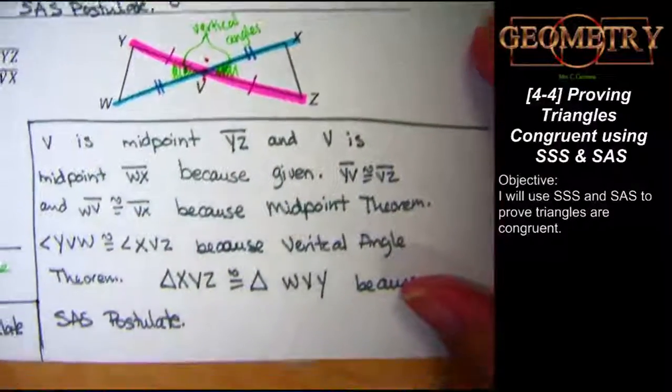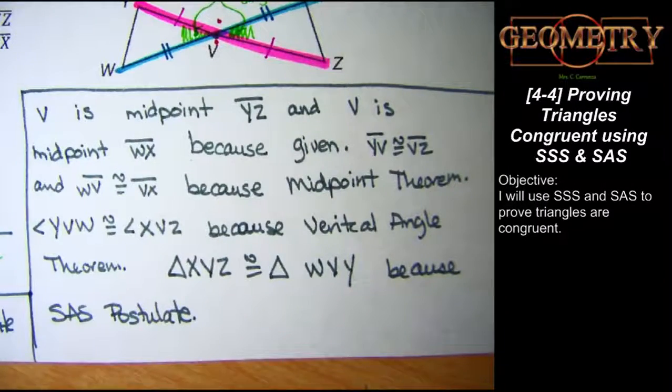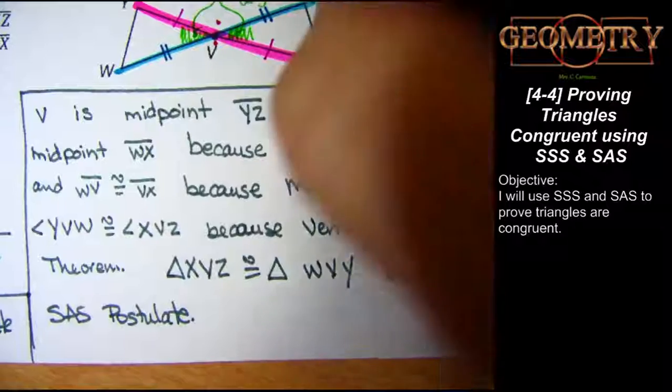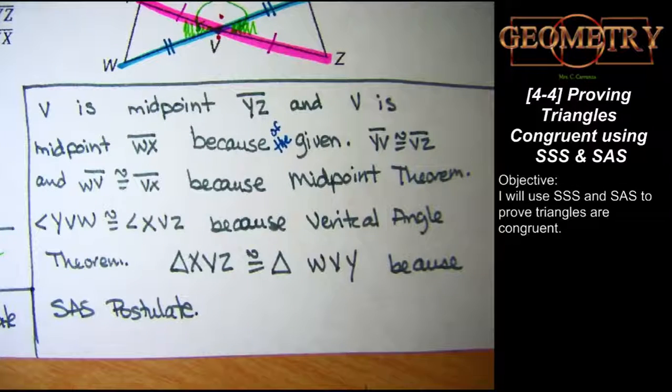And here's what my paragraph proof ends up sounding like. V is midpoint of line segment YZ, and V is midpoint of line segment WX because given. Because what? Oh, because of the given. If you're on a test and you're pressed for time and I give a five-minute warning and all you have time for is this rough draft version, I'll take it as long as all the information is in. You should probably go back and clean it up like this, or clean it up as you go. Either way. How about this?